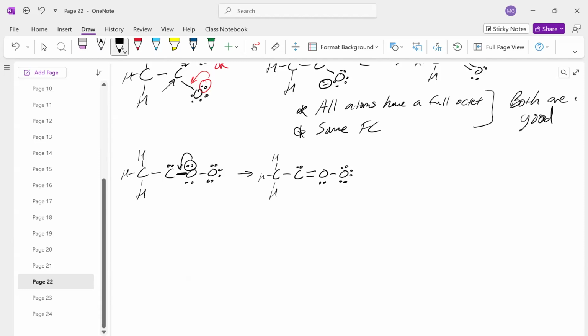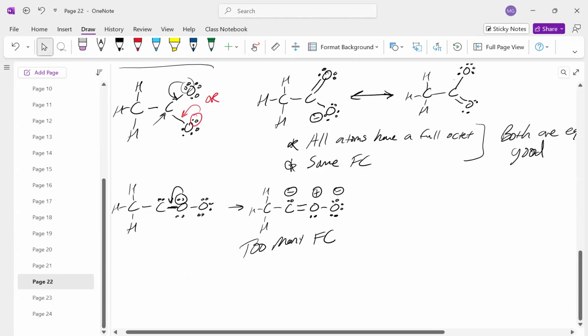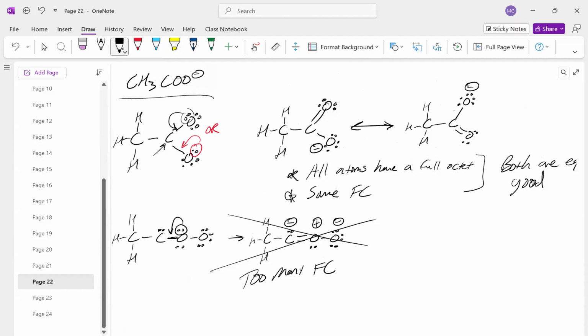When you do that, you'll find that this carbon has a formal charge of -1. This oxygen has a formal charge of +1, and this one has a formal charge of -1. That's too many formal charges, especially when the other option has one formal charge. So that's why this would be an incorrect Lewis structure.